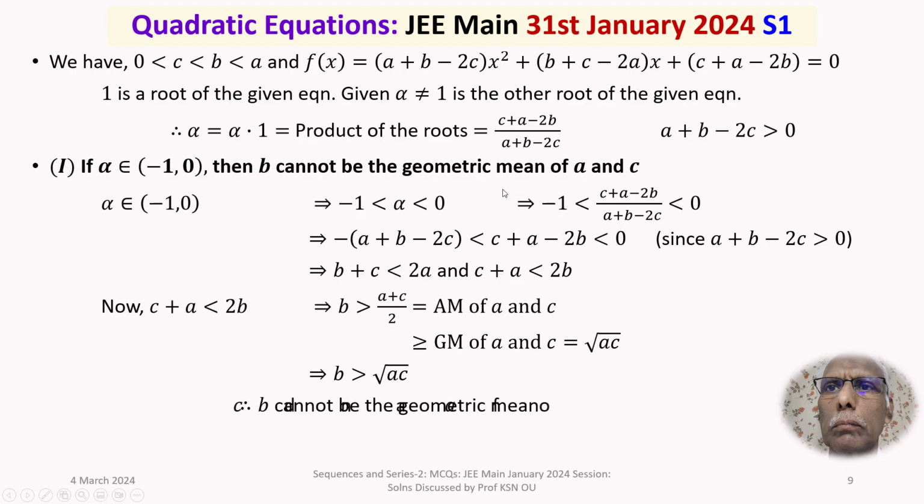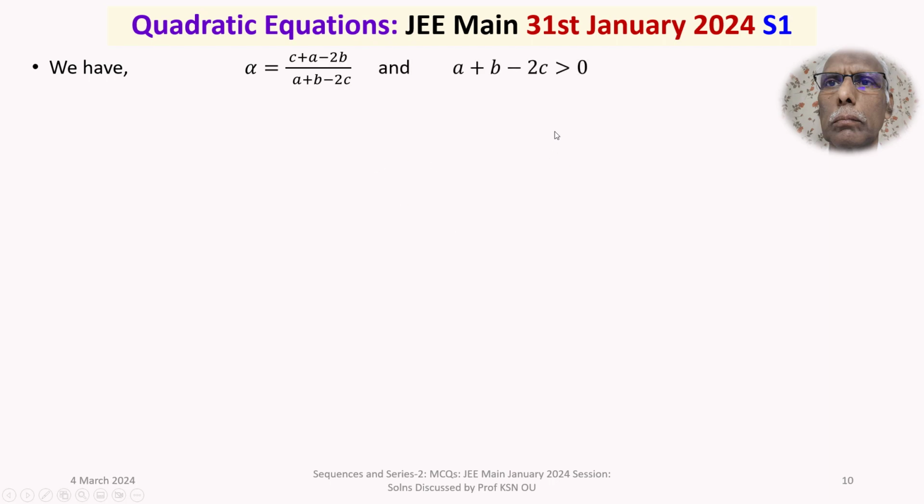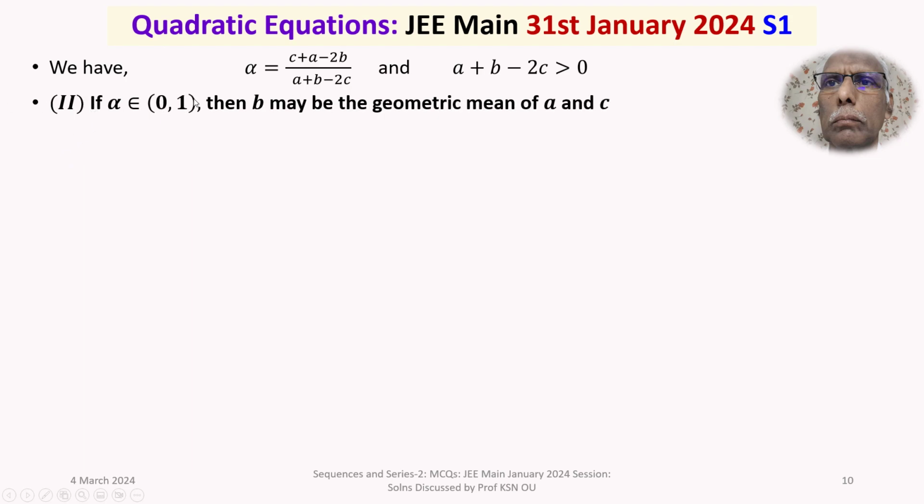So we are supporting the statement 1. So thus the statement 1 is true. So let's move to the next slide and we talk about the statement 2. Right. We have the alpha value and the other information. The second statement is if alpha belongs to the open interval 0 to 1, then b may be the geometric mean of a and c.